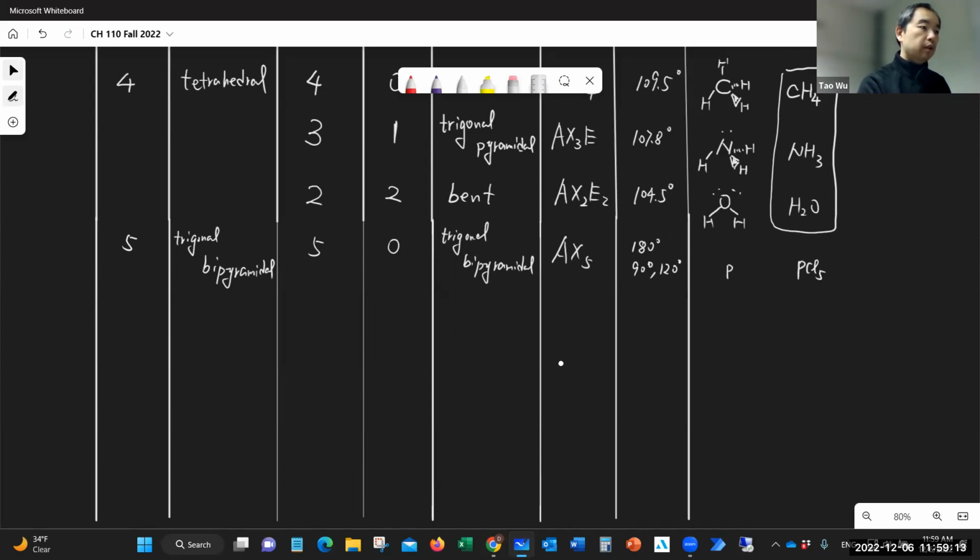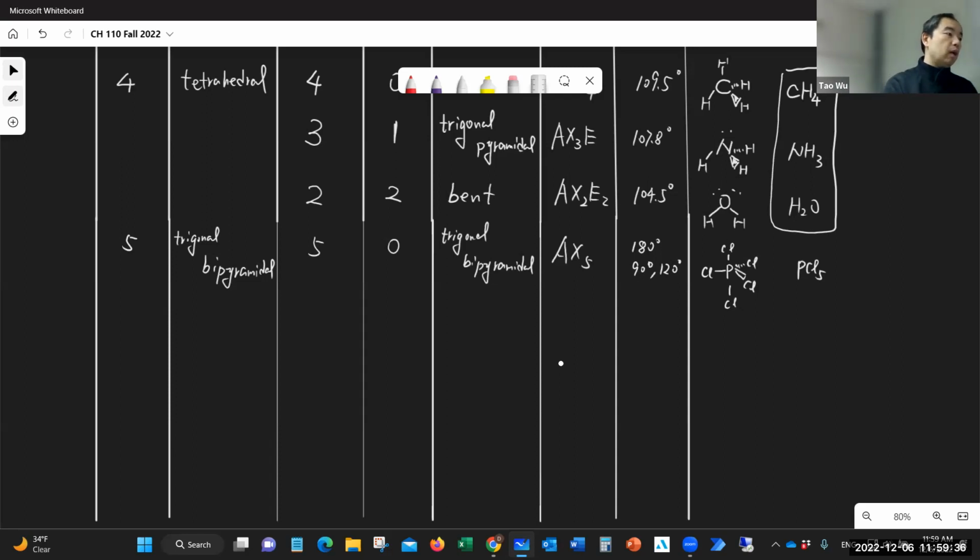Okay, phosphorus in the center, and we have 5 chlorines. In this case, we don't have enough space, so I'm not going to draw the dots. But suppose you're going to draw the dots around it to make a correct Lewis structure, okay?